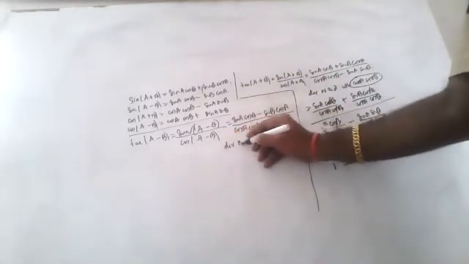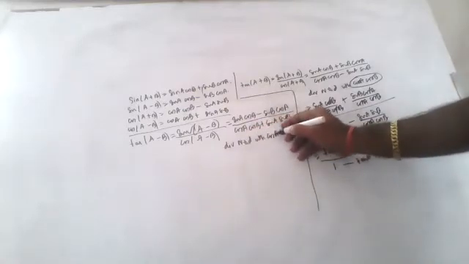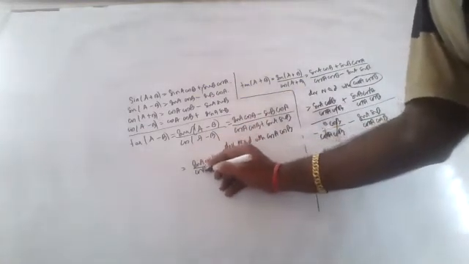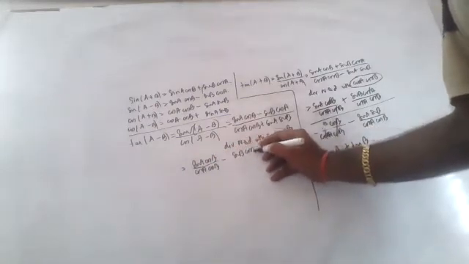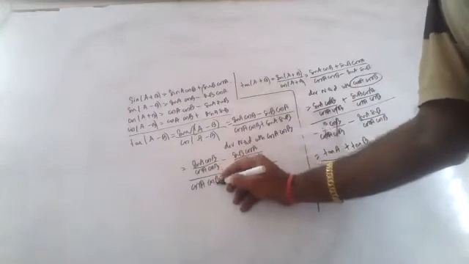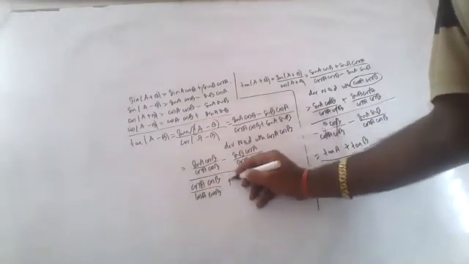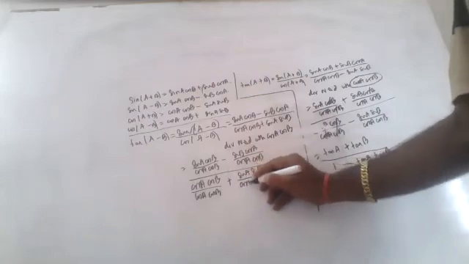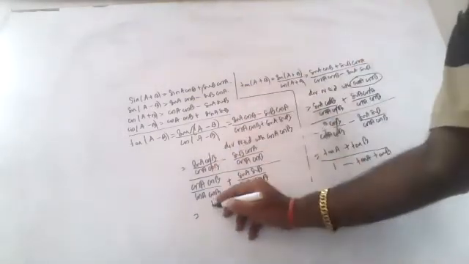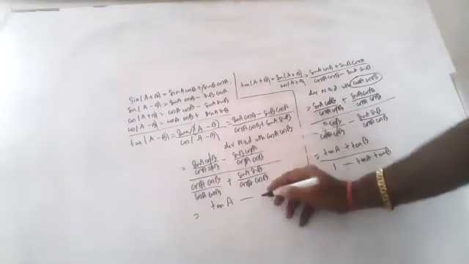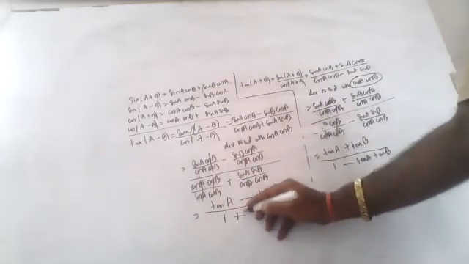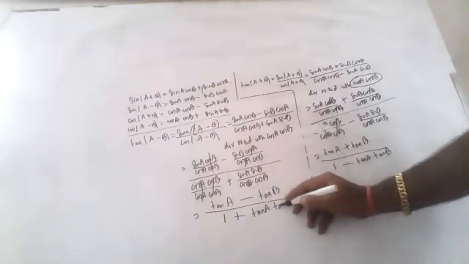So divide both numerator and denominator with cos A cos B. Okay, children, let's see: sin A cos B by cos A cos B minus sin B cos A by cos A cos B, divided by cos A cos B by cos A cos B plus sin A sin B by cos A cos B. Children, so cos B is gone. What is left over, children? Tan A minus tan B, over 1 plus tan A tan B. That's it, children.